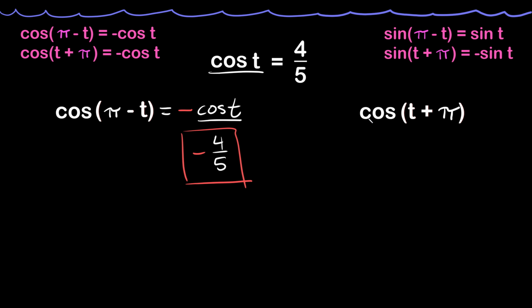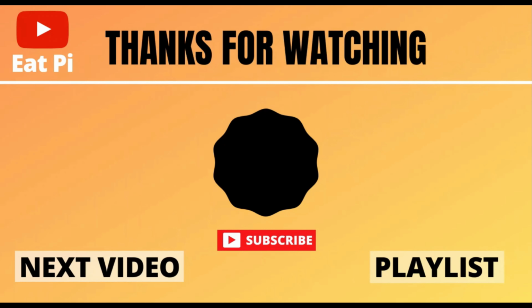Okay, now here we're given the cosine again of t plus pi, all right? So that's going to be this one down here. The cosine of t plus pi is also equal to the negative cosine of t, all right? So they're both going to be equal to the exact same thing. So here, if we got negative 4/5, then that means this one is also going to be equal to negative 4/5. Boom.